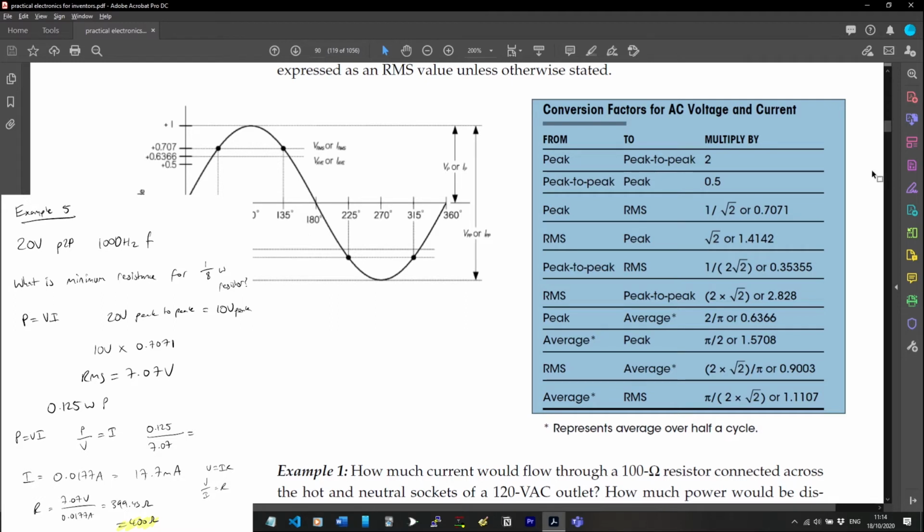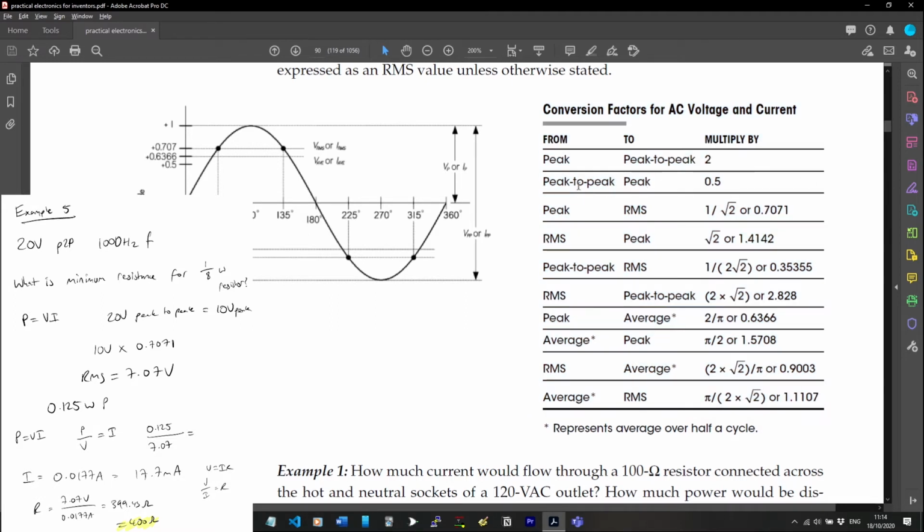So this is interesting. So you've got the peak to peak value. To get that to the peak, you just obviously halve it, right? So that gives you 10 volts. So that means our 20 volts peak to peak is equal to a 10 volt peak.